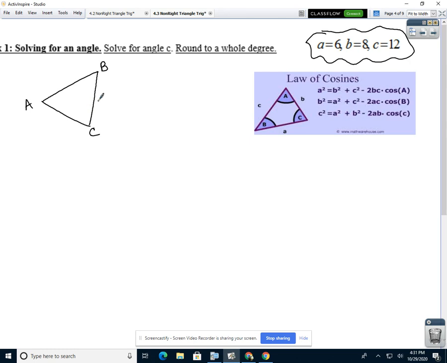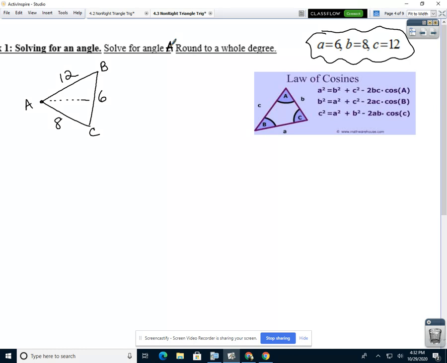So A is 6. That means that across from this angle A, I'm going to put 6. Across from the B, I'm going to put 8. And across from the C, I'm going to put 12. And then if I go back to my problem, it says to solve for angle, and actually this should say angle A. So, whoopsies. It should be angle A. So we're going to solve for angle A on this problem.